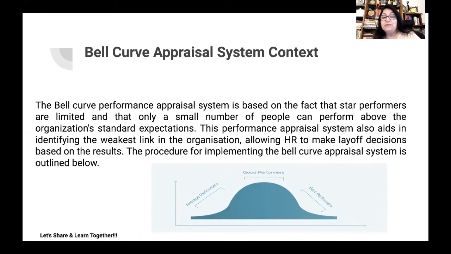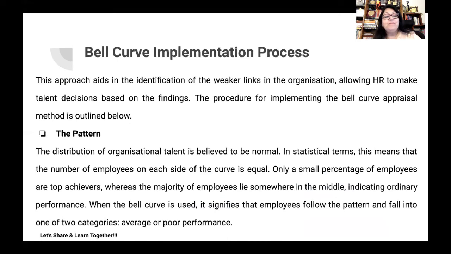Let's look at the procedure for implementing the bell curve appraisal system. So, number one, we need to look at the pattern. Now, the approach is to identify the weaker links in the organization. This is what the process objective is, which allows HR to make talent decisions based on the findings.